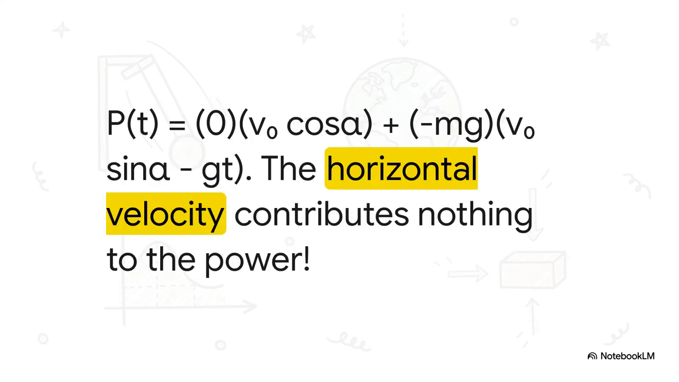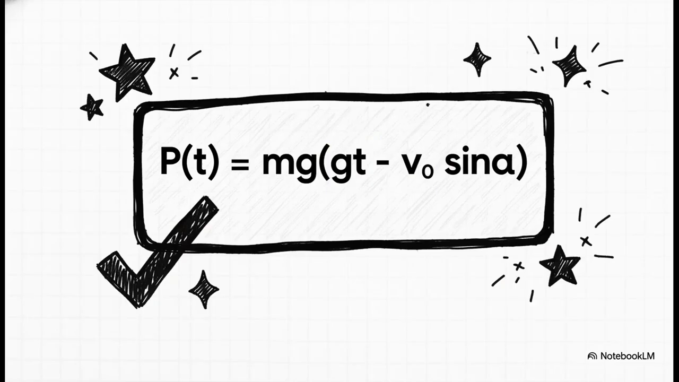Now for the magic of the dot product. You just multiply the matching components together and add them up. And this is where things get really nice. Look at the horizontal i components. We have a 0 from the force vector. So 0 times anything is 0. That whole first term just vanishes. This tells us something huge. The horizontal motion contributes absolutely nothing to the power developed by gravity. So after we clean that up and distribute the negative sign, this is what we're left with. The instantaneous power at any time t is mg times the quantity gt minus v0 sine alpha. And that's it. That is the complete answer for the first part of the problem.